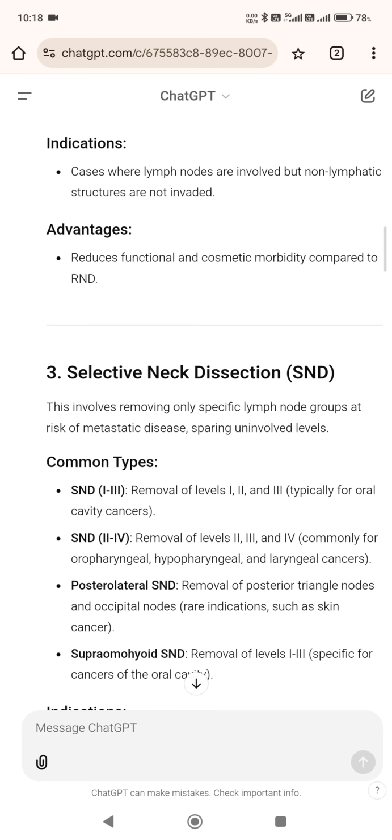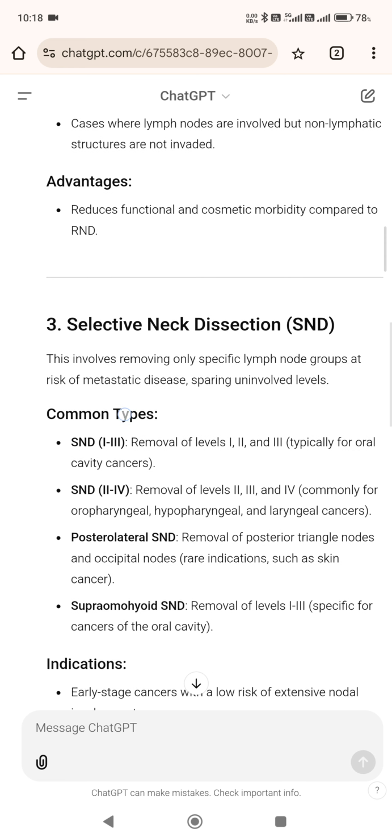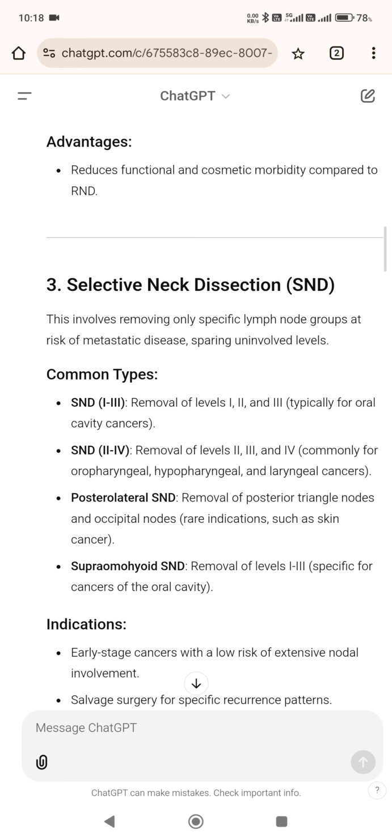Indications: cases where lymph nodes are involved but non-lymphatic structures are not invaded. Advantages: reduces functional and cosmetic morbidity compared to RND.